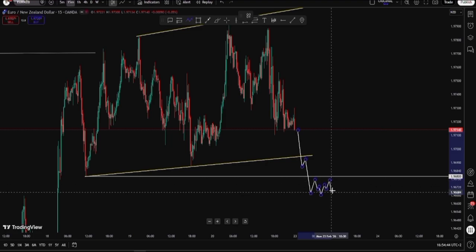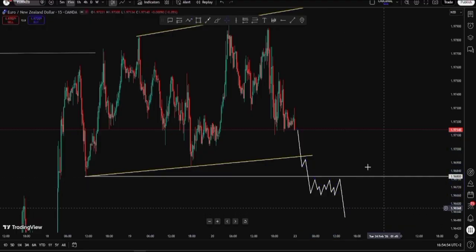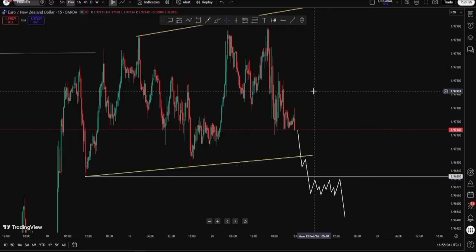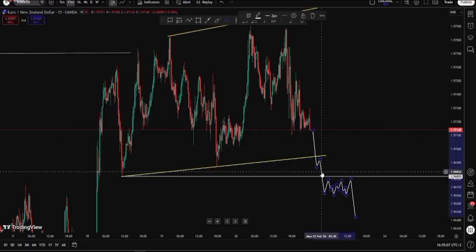It's also very probable. We would have a 2-touch structure, or an even higher probability, the 3-touch structure, which will be the highest probable structure to take entry on. So that's our take on that pair.